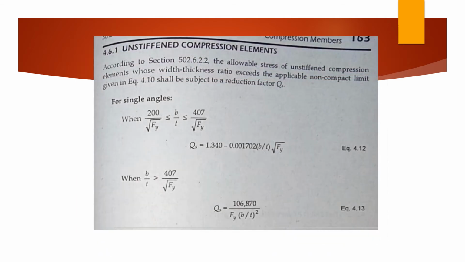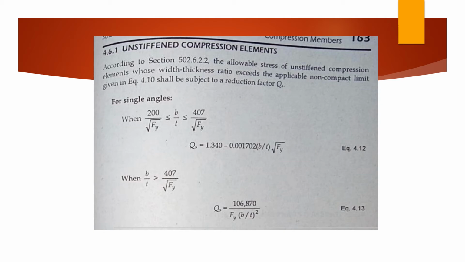So for unstiffened compression elements, according to section 502.6.2.2, the allowable stress of unstiffened compression elements whose width thickness ratio exceeds the applicable non-compact limit given in equation 4.10 shall be subjected to a reduction factor. So if the ratio is greater and local buckling is not prevented, then there is a reduction factor.